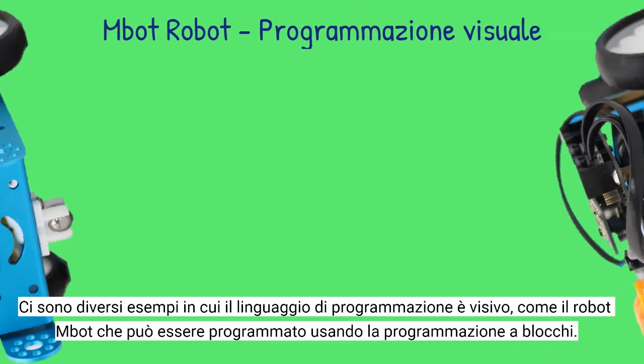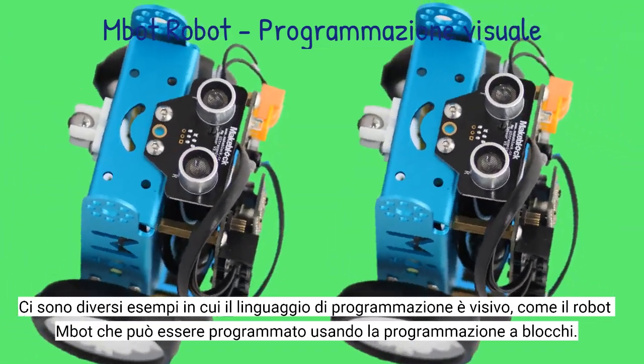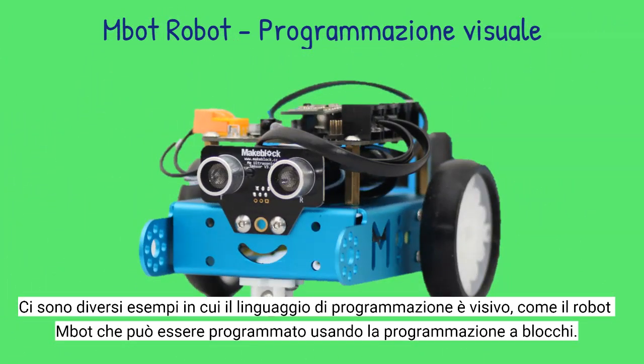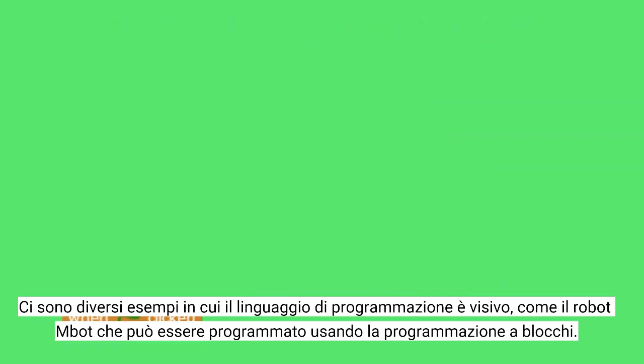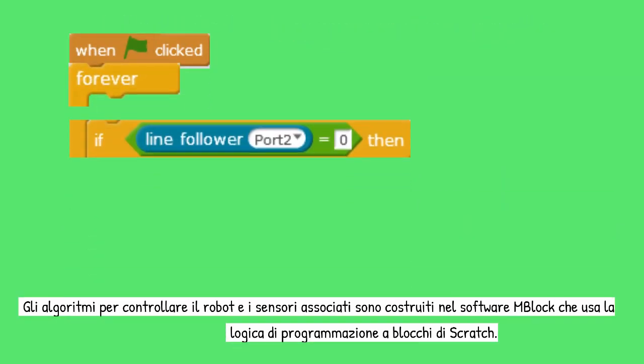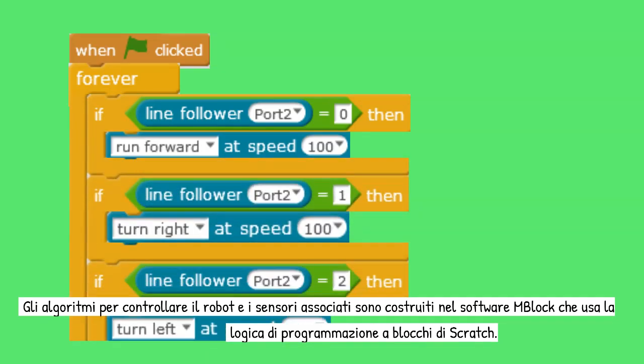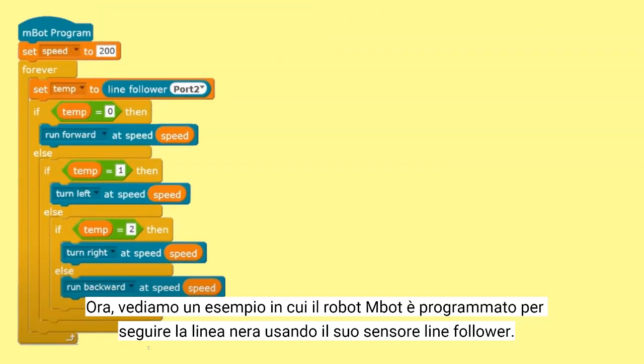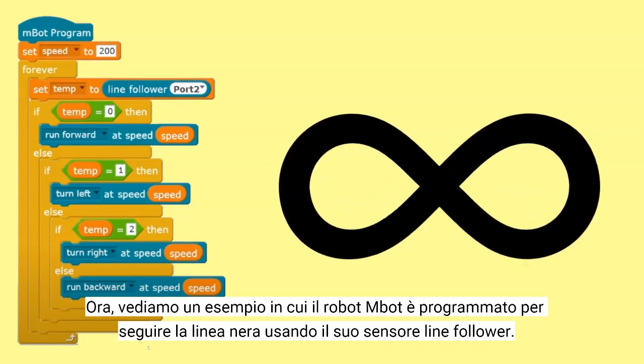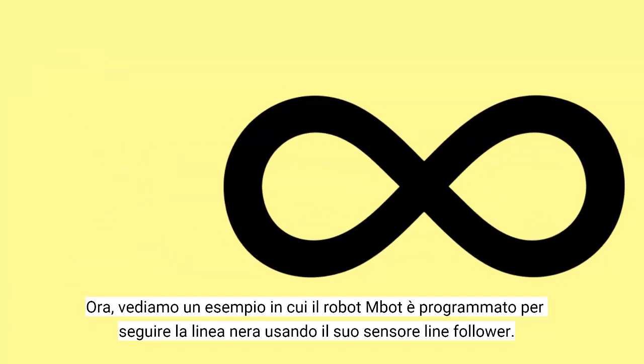Extending the possibilities of robot programming, there are several examples where the programming language is visual, such as the Mbot robot that can be programmed using block programming. The algorithms for controlling the robot and the associated sensors are built in the mblock software that uses the block programming logic of Scratch. Now, let's see an example in which the Mbot robot is programmed to follow the black line using its line follower sensor.